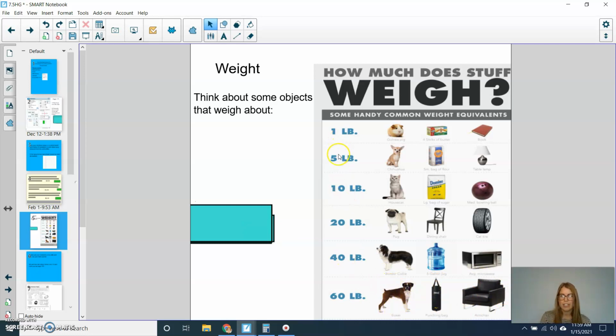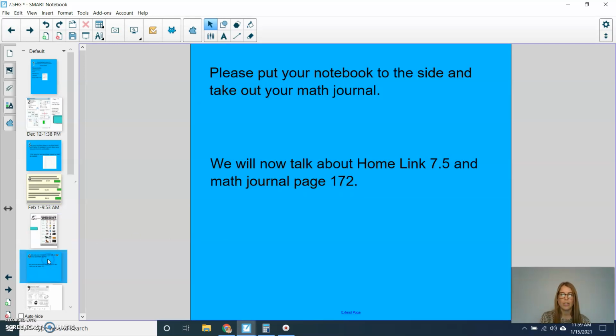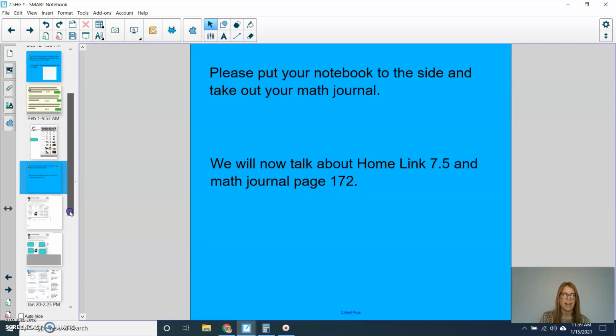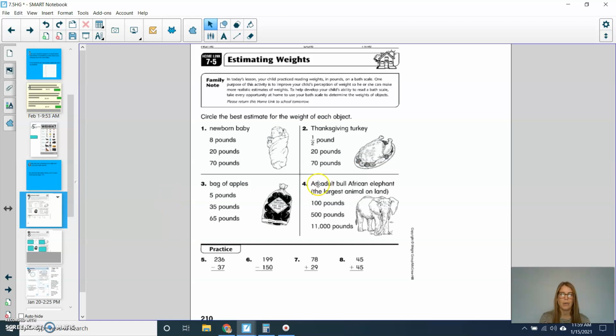So second graders, here's just a little bit of a guide that helps with thinking about some weights. You might want to refer to this chart when we're looking at that next page, our home link. So you can put your notebook or your whiteboard to the side. And can you take out the 7.5 estimating weights home link? We're going to first talk about problems 1, 2, 3, and 4.